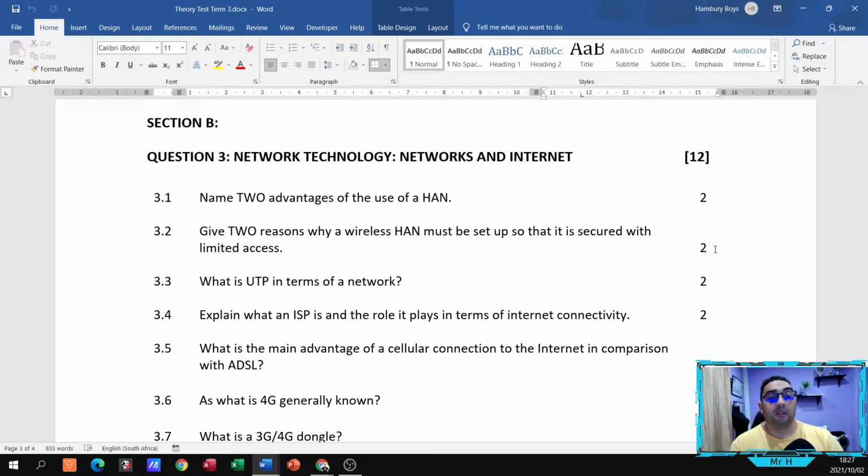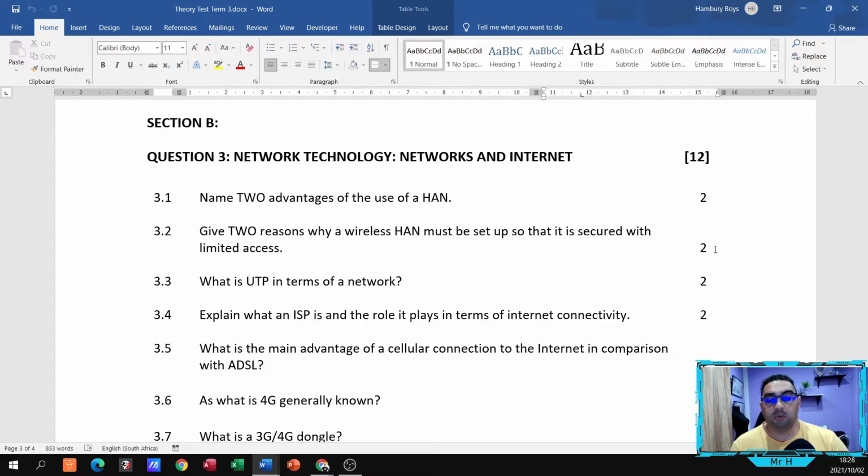So here they ask in 3.1, name 2 advantages of using a HAN. Well, we can all share the same internet connection. We can share printers. We can share scanners. Everybody can connect very easily to gain access to the internet. Any one of those would suffice as an answer.